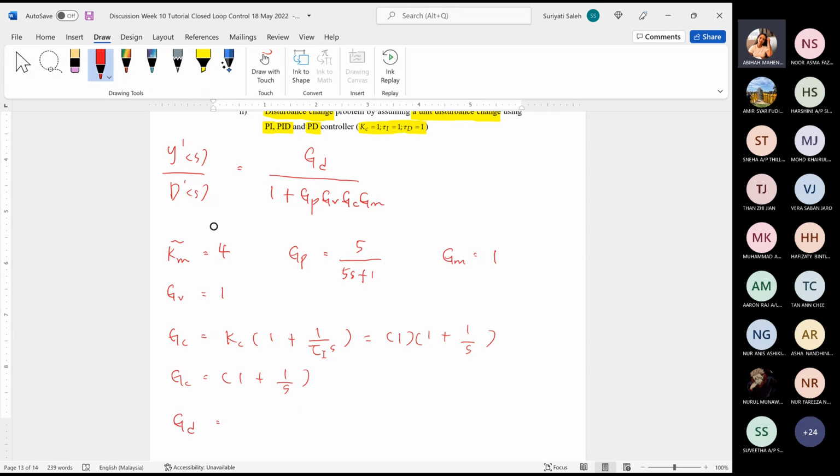One over 5s plus 1, sir. Again, 1 over 5s plus 1. All right, thank you very much for the response. So now we have the GD as 1 over 5s plus 1. Based on the disturbance change, we use the GD, and in this case we don't use the Km bar. The GP, the GV, the GC, and GM are still the same, so we just substitute inside the equation.